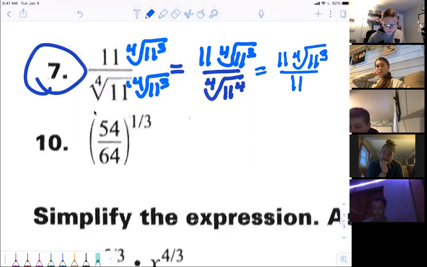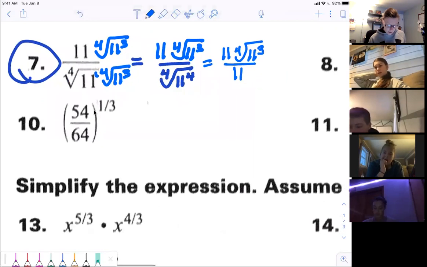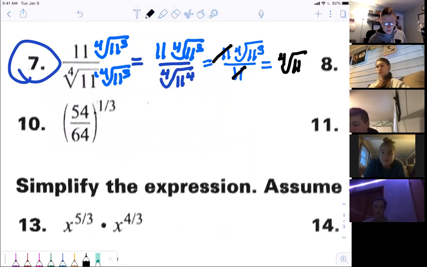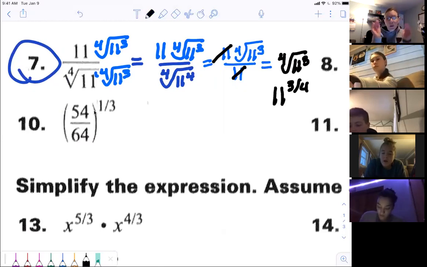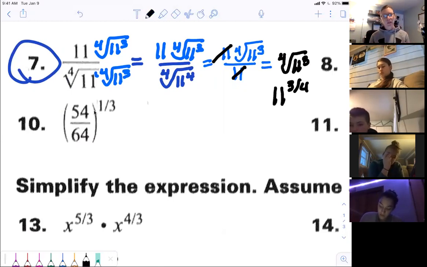And then Ella, to simplify this, we would? The 11s cancel. Yeah, the 11s cancel. So we end up with the 4th root of 11 cubed. And if you looked at the answer key, it kept it as an exponent, so 11 to the 3/4. On the quiz tomorrow, in parentheses, I'll tell you how to keep your answer. So I'll either have it in parentheses rational exponent, or I'll have radical expression, so that you kind of know how you should keep your answer for specific problems like this.